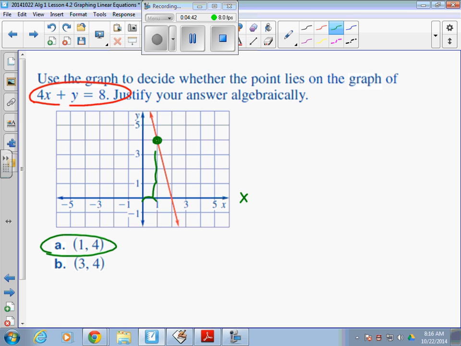The other one, when you plug it in, that's A there. The other one, (3, 4), when you go 1, 2, 3, then 1, 2, 3, 4, falls right there.